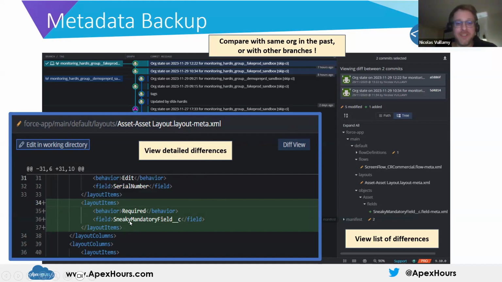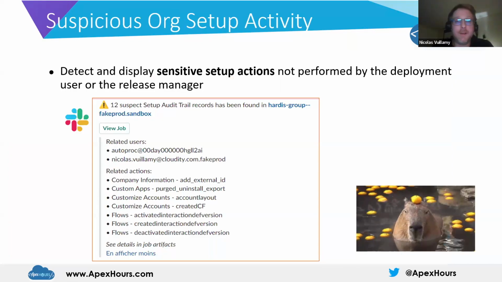For example, a sneaky mandatory field added on a custom object that could break all the validation rules, flows, and whatever. So this is for the metadata backup. And so we saw that with the backup, we have the difference before and after. But we don't know who did what.